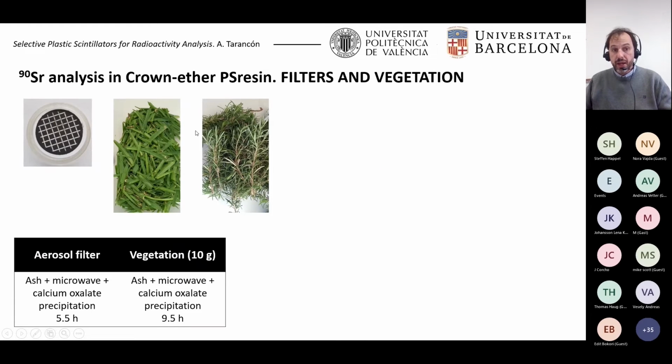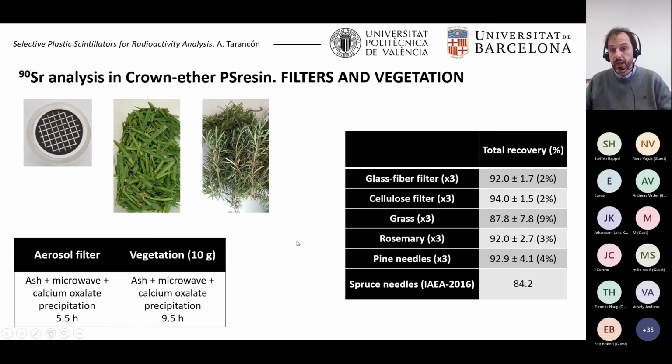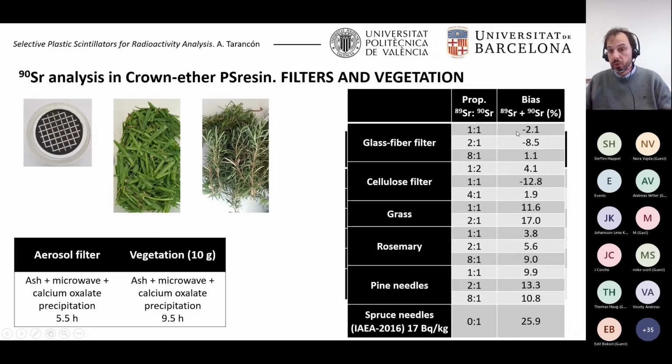The same procedure was applied for filters and vegetation. In this case, we add ashing and microwave digestion to achieve a complete dissolution of the sample. And again, we have good recoveries for the whole procedure and good determinations, even at different activity proportions of strontium-89 and strontium-90.